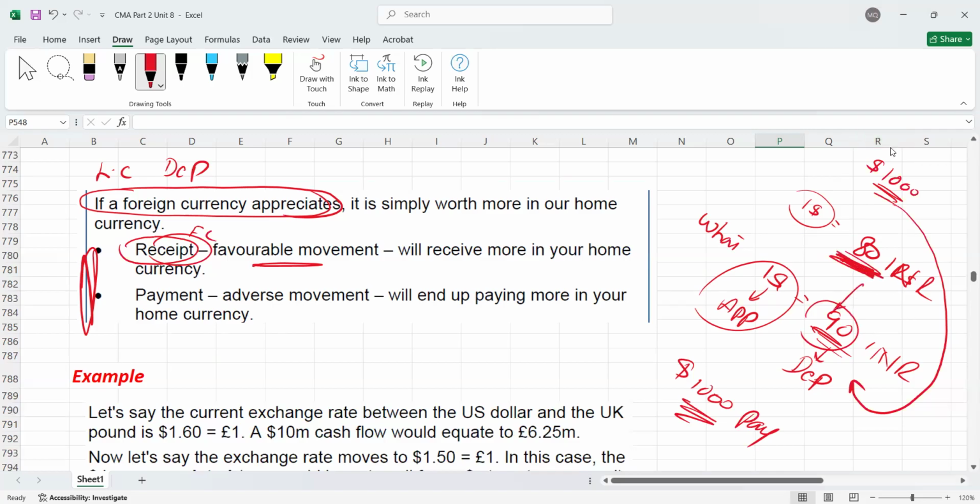But if the rate moves to 90, it will become bad news for you, terrible news for you, shocking news for you, right? So this is what they're saying. If foreign currency appreciates, for foreign currency payments it is an adverse movement, because you have to pay more of your local currency to buy foreign currency. Understood?